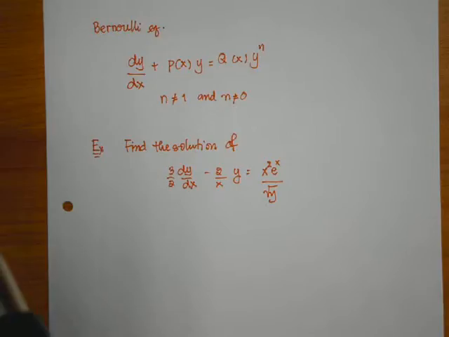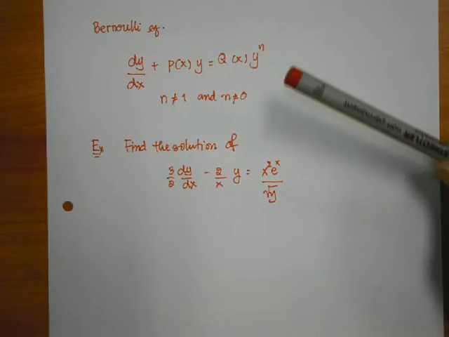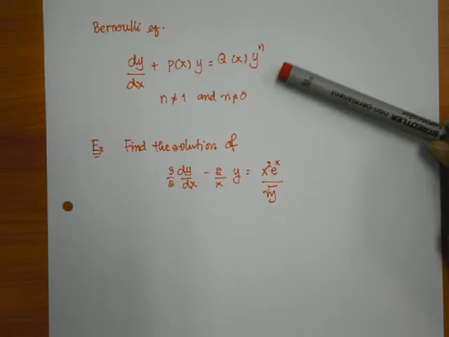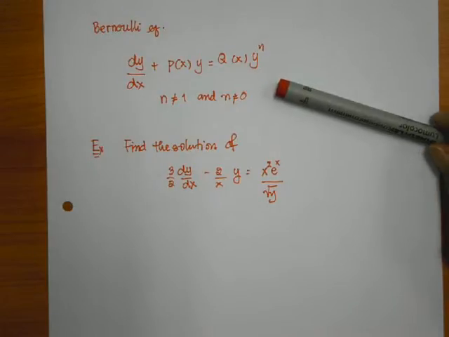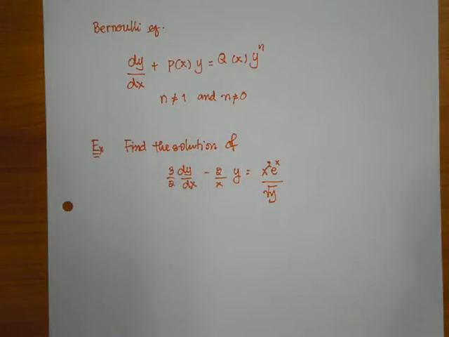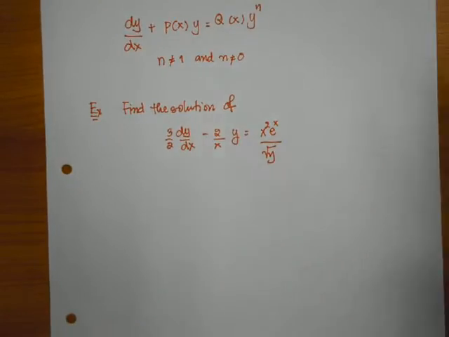Let me remind you about the Bernoulli equation. The Bernoulli equation is just a differential equation which has the general form dy/dx + 3xy = 2x times y to the power n. And n could be any number. It can be positive, can be negative, but n should not be equal to 1 or 0. Like I said, n could be any number except 1 and 0. It can be negative, can be a fraction.